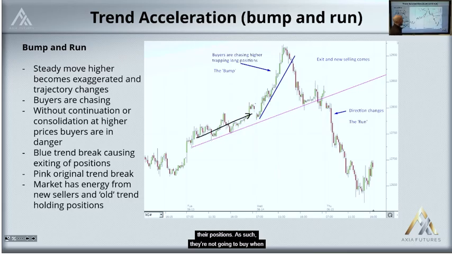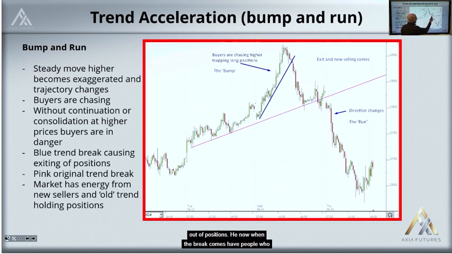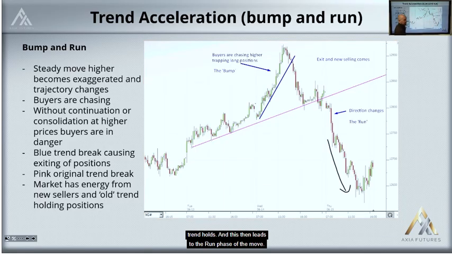As such, they're not going to buy when the market comes back down here. And as a result, when the trend breaks, because you've got fewer people who are willing to buy, because they've now already seen the exhaustion move up and got out of positions, you now, when the break comes, have people who may well have changed their mind and are now looking to sell. You've also got the buyers who have chased up and are hoping that the trend holds, and this then leads to the run phase of the move. And so you get the quick initial reverse, and then you get the more accelerated reversal and the much more directional move that you're looking to take back the entirety of the initial trend move up.